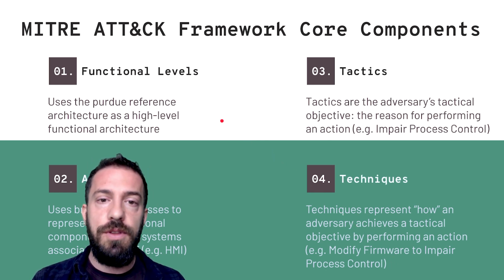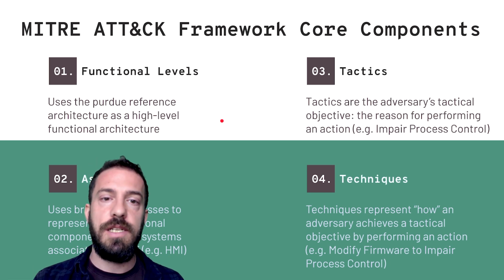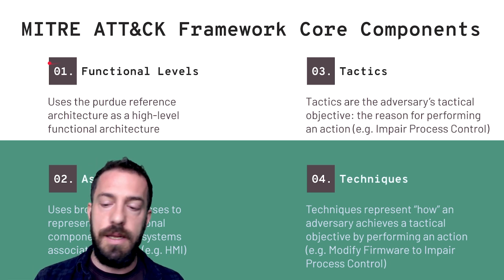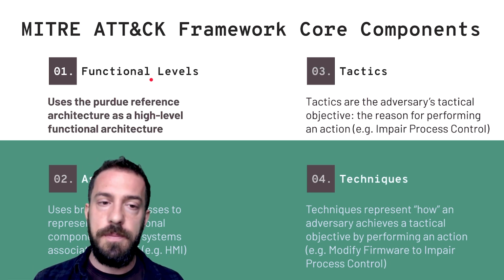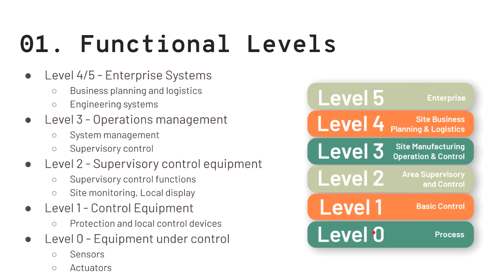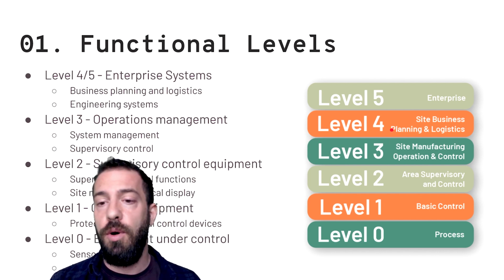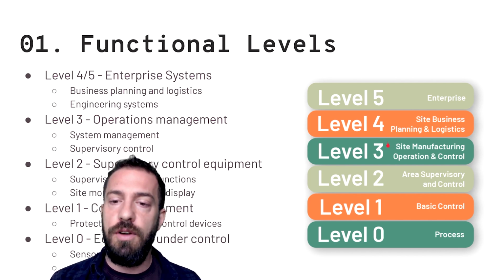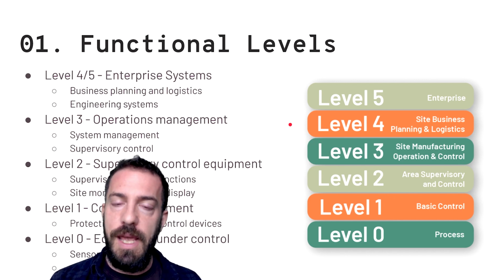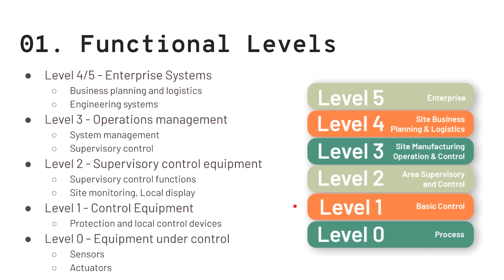Let's dive into detail about each one of these components of the framework, starting with number one, the functional levels. The functional levels in the Purdue model go from level 0 to level 5. Between level 3 and level 4 is where we used to have the separation between OT and IT. Now, due to the convergence, we can think of the leveling as a hierarchy that is connected throughout. Level 0 is the equipment under control, sensors and actuators.